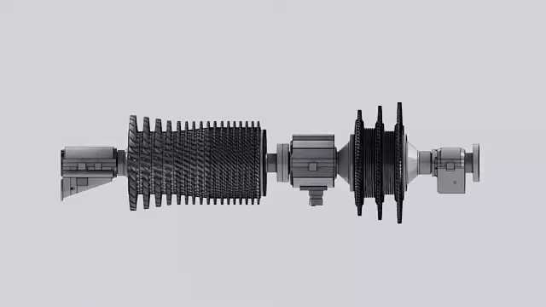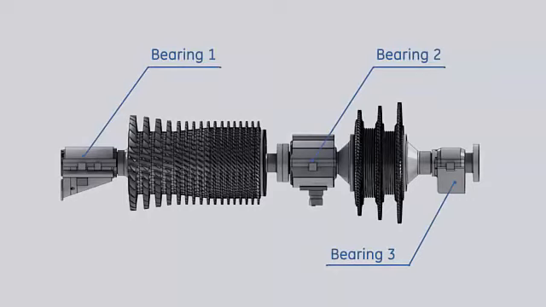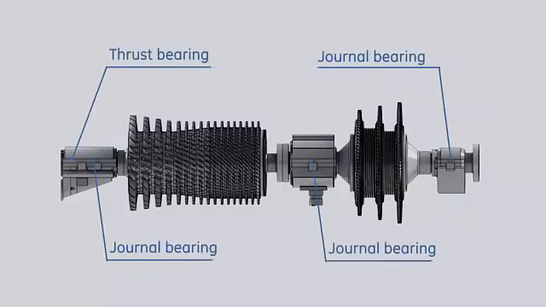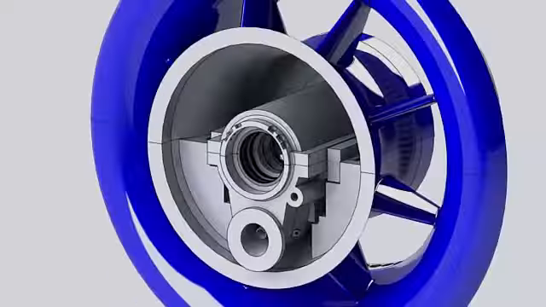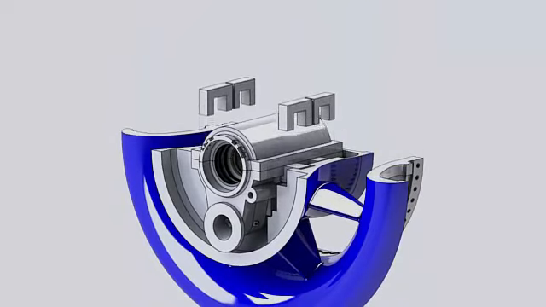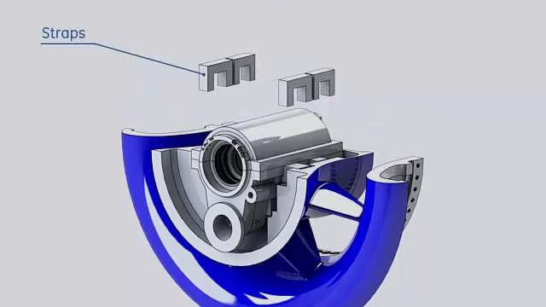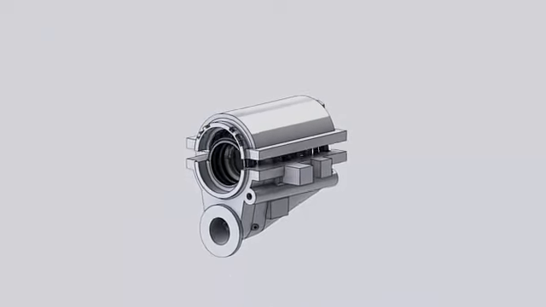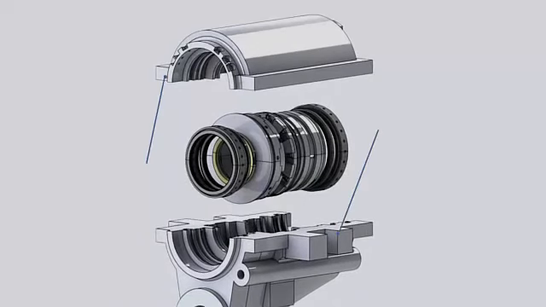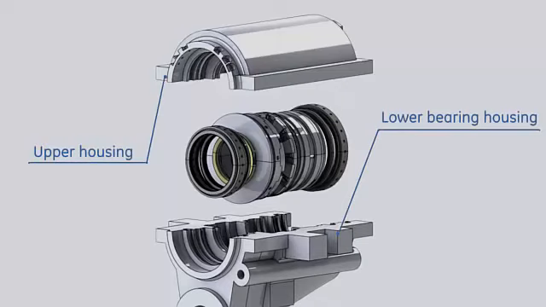The gas turbine rotor is supported by 3 bearings. These bearings hold the rotor in the radial direction by journal bearings and in the axial direction by thrust bearings. Bearing 1 is located in the center of the compressor inlet casing and held in place by straps. The bearing components are installed inside the bearing housing, which consists of the lower and the upper halves.